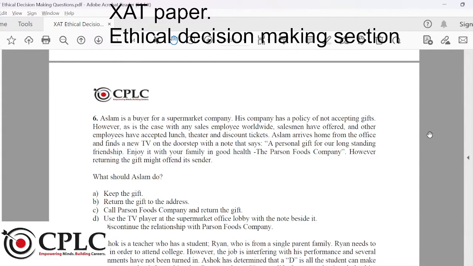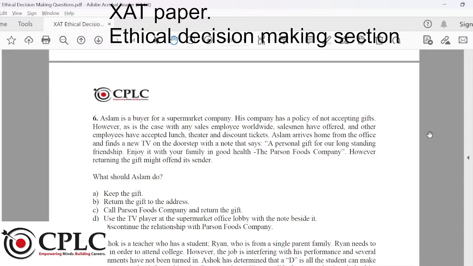Aslam arrives home from the office and finds a new TV on the doorstep with a note that says, "A personal gift for you, our long standing friendship. Enjoy it with your family in good health. The Parson Foods Company." Now, this seems to be a personal gift, but it is not. It has been authorized by Parson Foods Company. So, it has been sent by the company to a person who is working in a supermarket.